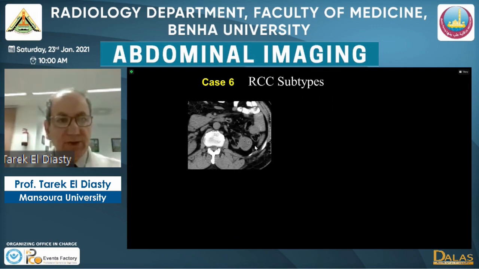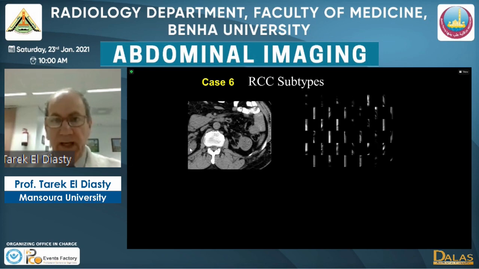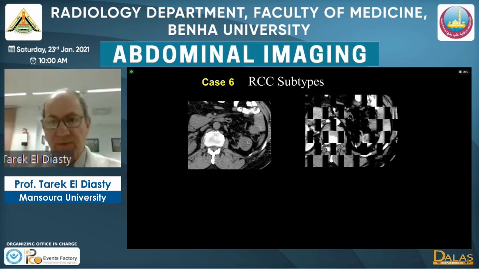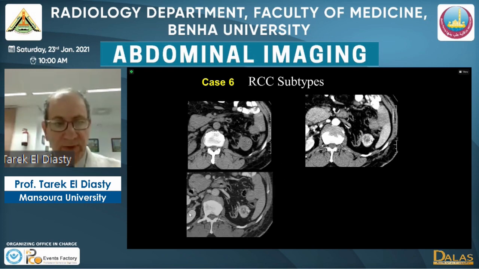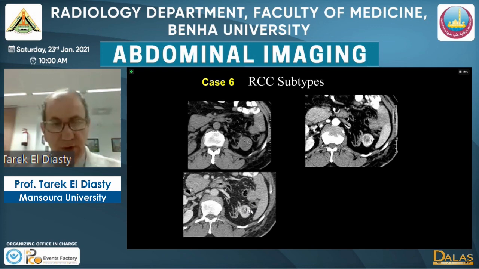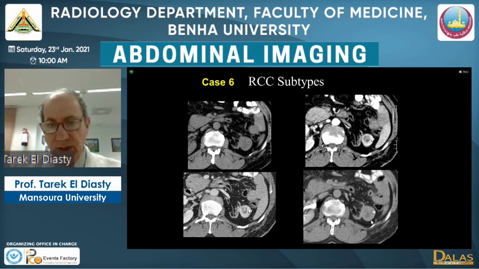This is a non-contrast CT with an exophytic lesion from a small-sized left kidney. This is a normal right kidney. In the corticomedullary phase, there is significant enhancement of the lesion, more than the cortex of the kidney. In the nephrographic phase, there is some washout of contrast as we measure the attenuation value here, and in the delayed excretory phase, there is significant washout.